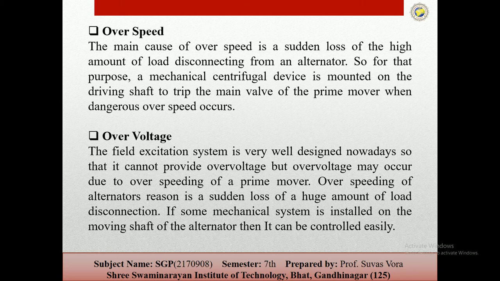So the reason for overspeeding of the alternator is sudden loss of a huge amount of load disconnecting, and if some mechanical system is installed on the moving shaft of the alternator then it can be controlled easily. यानी कि स्पीड कंट्रोल के लिए मैकेनिकली और कंट्रोलिंग इजी हो जाए ऐसे मैकेनिज्म वहाँ पे रख देंगे.